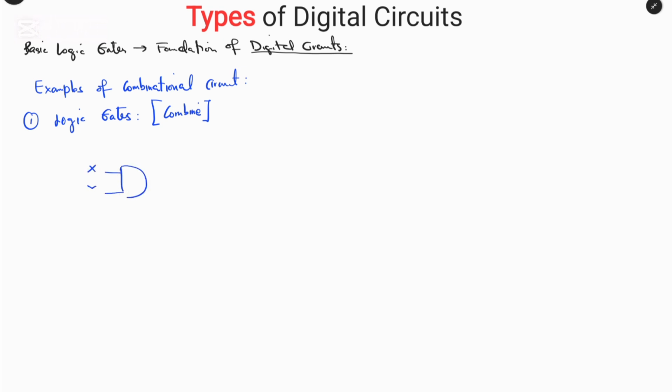which has inputs X and Y, and we pass it into another OR gate, and this OR gate is now connected to a NOT gate. So we have the output, let's say Q. So we can say X, Y, and Z are the inputs and Q is the output.